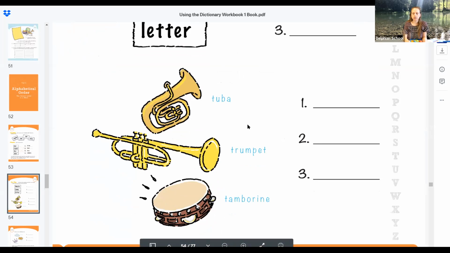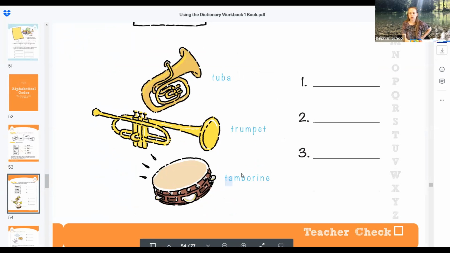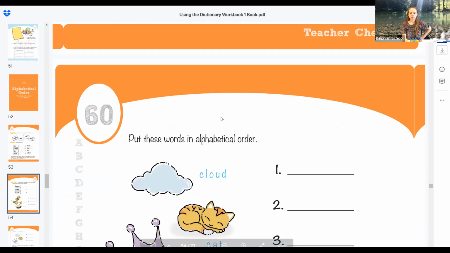We've got tuba, trumpet, and tambourine. So they all start with T, so we're just going to ignore the T. Oh, okay, this one's obvious, because T-A, A is the first letter of the alphabet. So we know that's definitely going to be the first one. Which one's next after that? That's right, it's going to be trumpet. So T-R is number 2. And then we've got the last one. Aubrey says T-U, exactly. So we're going to have tambourine, trumpet, tuba. Perfect. Okay, good. Let's do it again.